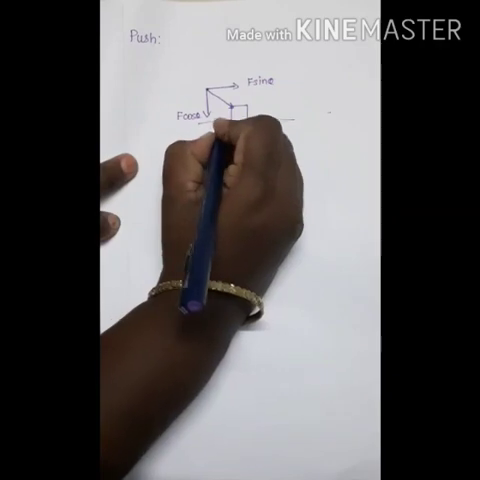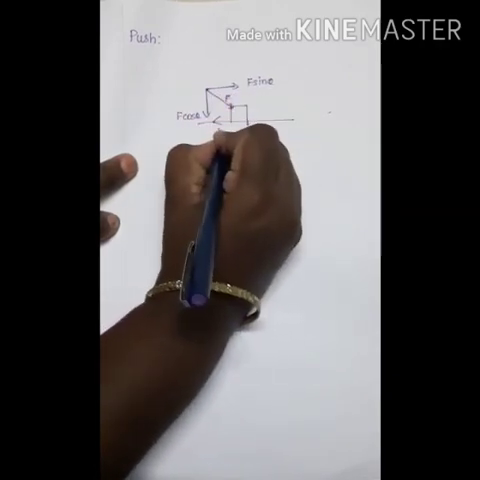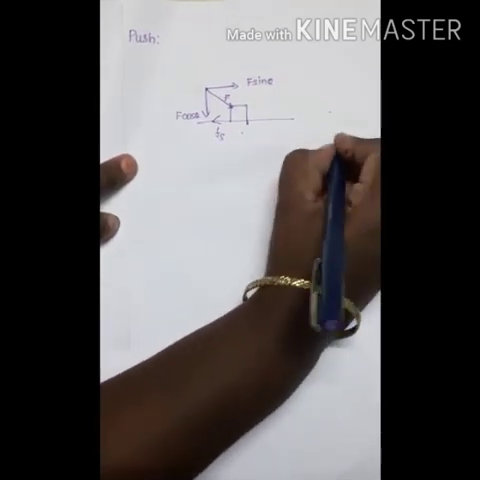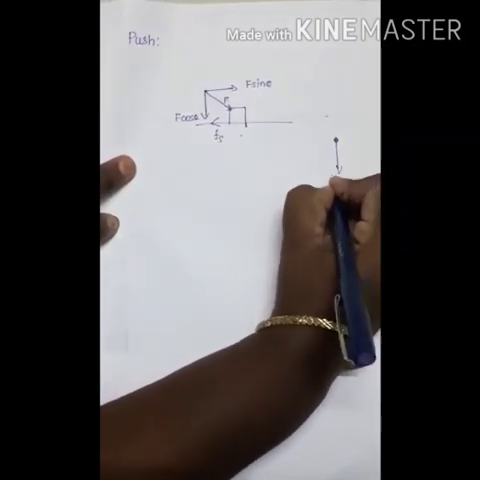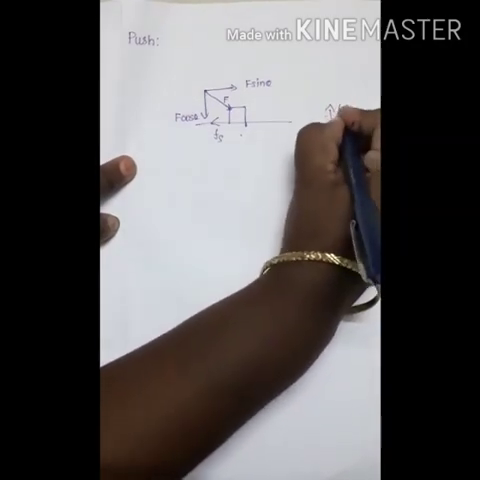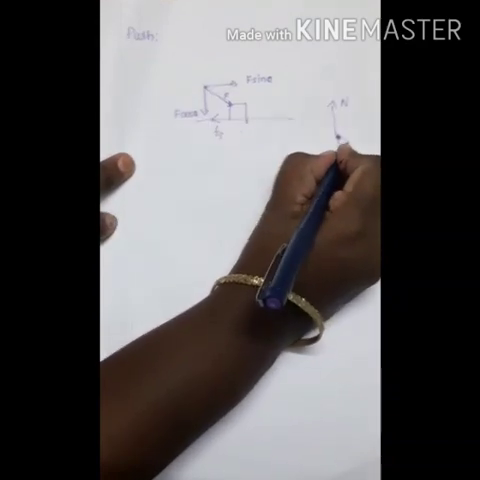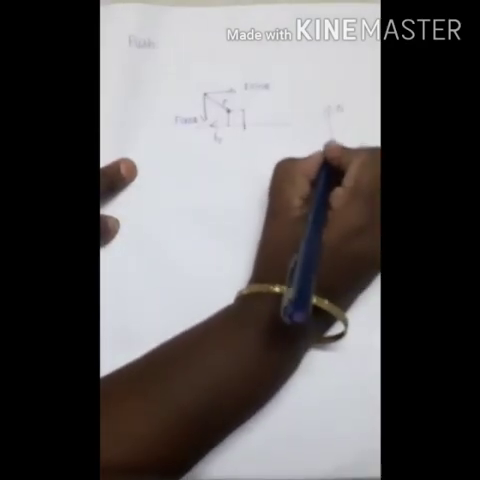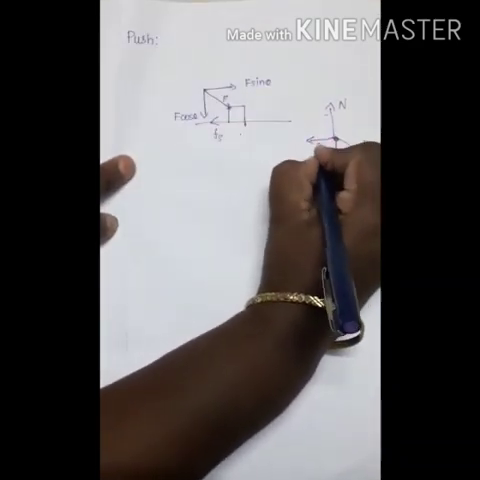The static frictional force acts in the opposite direction. Therefore, F_s. In a free body diagram, let us consider an object. The gravitational force acts in the downward direction. The normal force acts in the upward direction. We apply the force, that is push. The static frictional force acts in the opposite direction. Therefore, F_s.